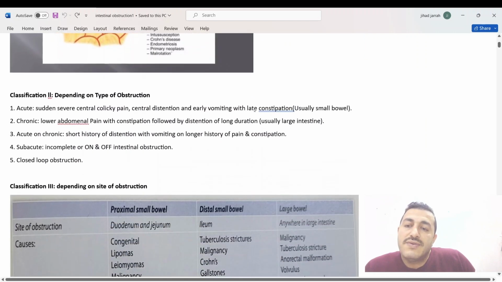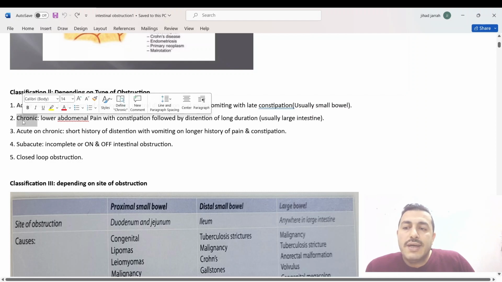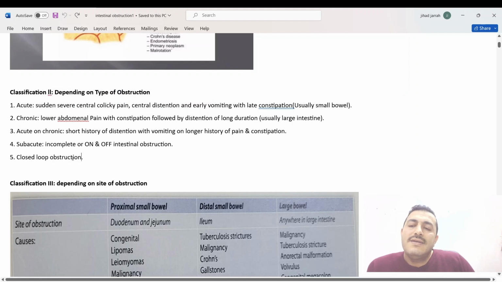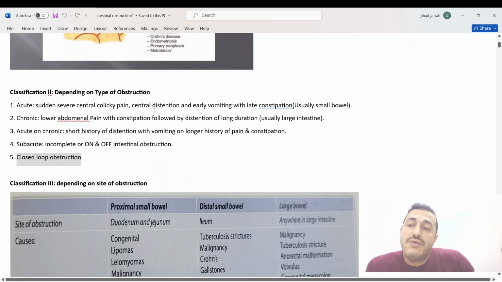Let's move to another classification. Classification number 2 depends on the type of obstruction, actually here the acuity of the obstruction. The obstruction can be acute, chronic, acute on chronic, subacute, and closed loop. Some literature puts closed loop under this classification, others include it in another classification, but it doesn't matter. The matter is the information.